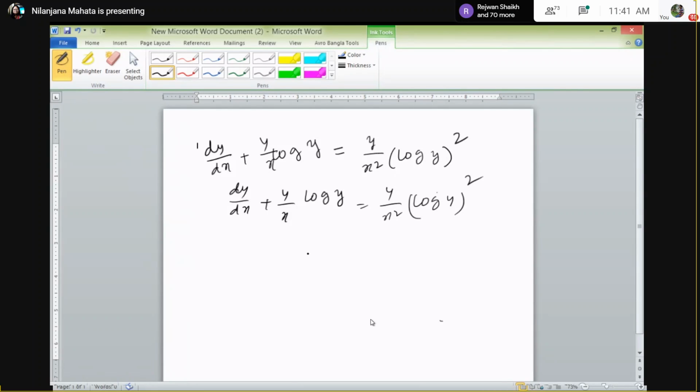The answer is, ma'am, 1 by x log y equals 1 by 2x square plus c. The answer is given in the answer section, so you can check. We can rearrange it and it will come to this form. Okay, sure, no problem.